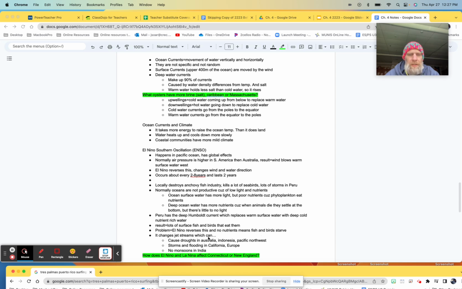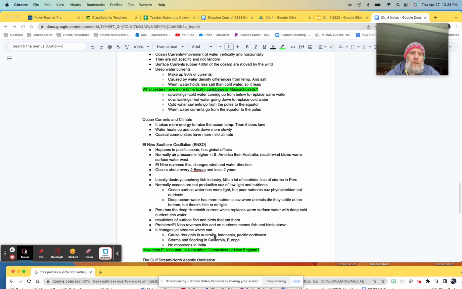It also changes the jet stream. Once you get El Nino, no more Humboldt Current, and it changes jet streams. Because it changes jet streams, it has an effect globally. It causes droughts in Australia, Indonesia, and the Pacific Northwest, which then cause forest fires during the summer season when it gets hot. Storms and flooding in California and Europe. Yeah, that's right. Even though it's the Pacific Ocean on the other side of the globe, it affects Europe. Also, there are no monsoons in India when it's an El Nino, or it just reverses them.